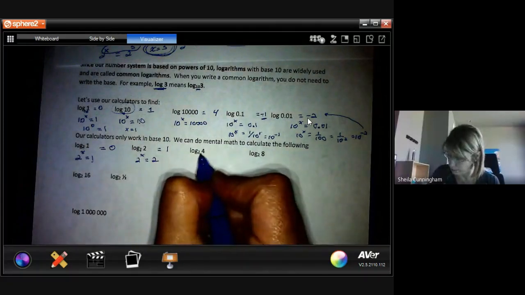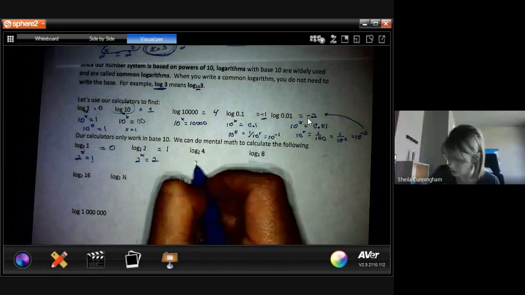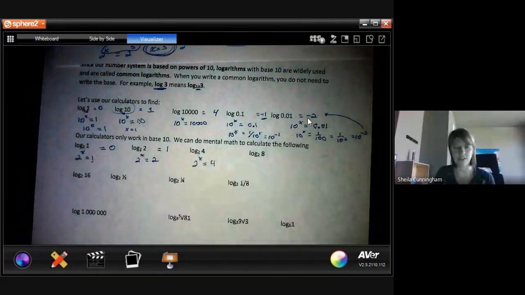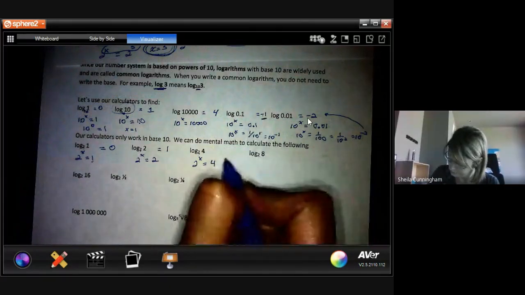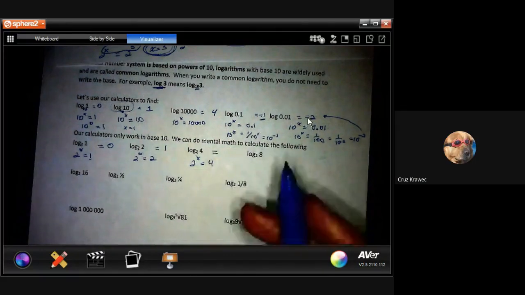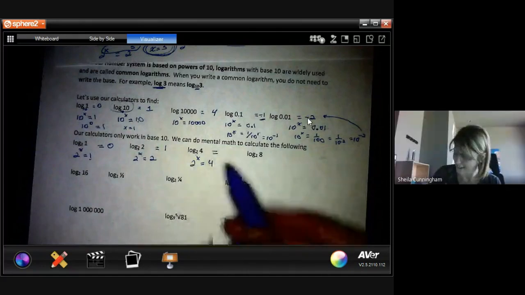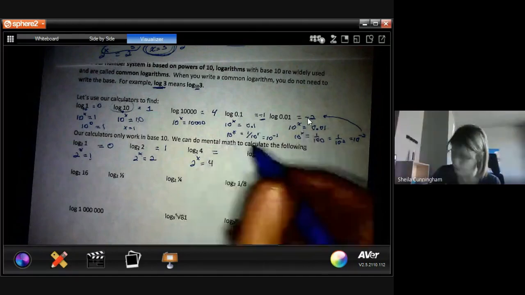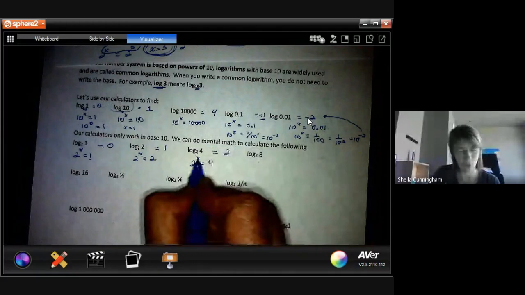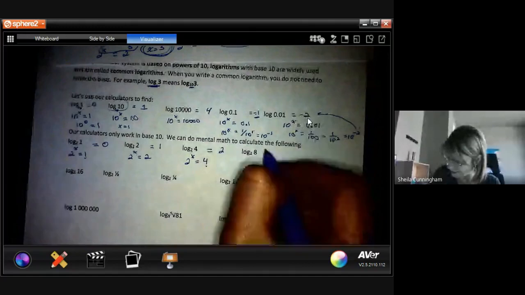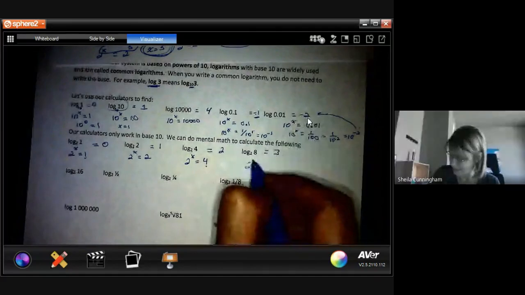So log base 2 of 4 is going to give me 2 to the power of something has got to give me 4 as a resulting answer. What's that going to be? 3. Wait, oh wait, no. It would be 2. Yeah, right, there we go. Because 2 to the power of 2 gives me 4, right? The next one should be 3 then. Yeah, there you go.